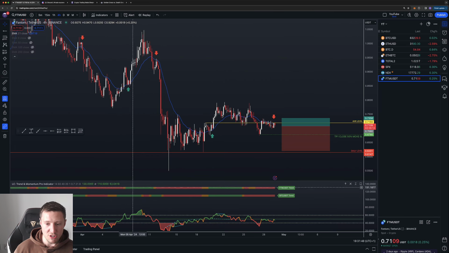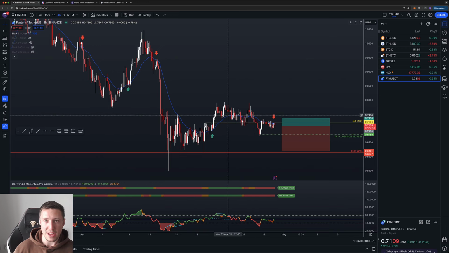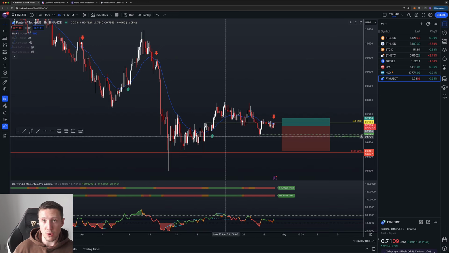I want to see a green trend bar on FTM, or the asset itself, versus USDT. I want to see a green trend bar on the BTC USDT bar. And I also want to see price above the moving average 21. And it also is a bonus if it's above a level of support.